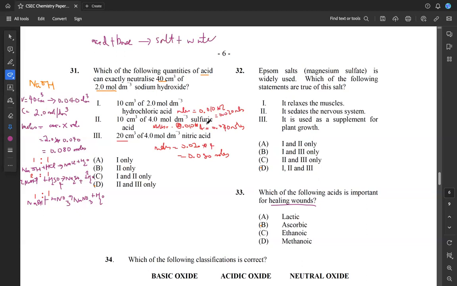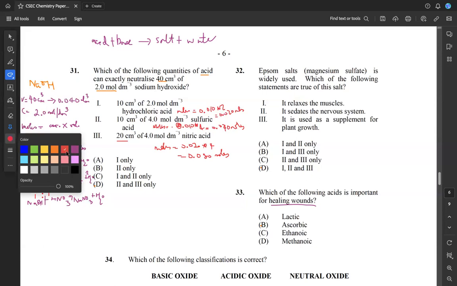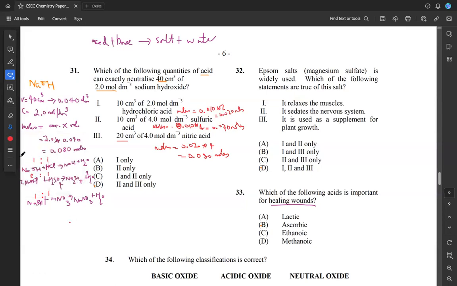Sodium hydroxide and sulfuric acid now are going to react in a 2-to-1 mole ratio to form sodium sulfate salt and water. And then sodium hydroxide and nitric acid are going to react in a 1-to-1 ratio to produce sodium nitrate and water, right? So this is really our first step: writing the balanced reactions that we would expect to happen in those instances and then coming out with our mole ratio, right?